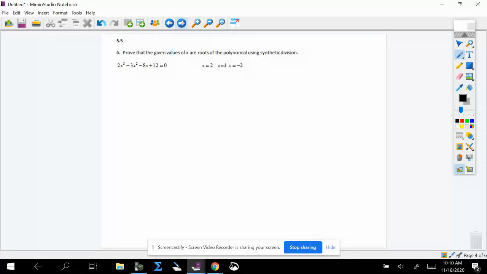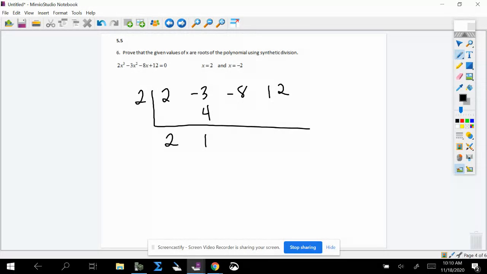This was ones that you had to prove that something was a root. These are going to be very quick. You can prove them back to back. You don't even need to start over. So we have 2, -3, -8, and 12. First, I'll prove positive 2. So I'm going to drop down, multiply, add, multiply, add, multiply, add. So I proved that one is a 0.